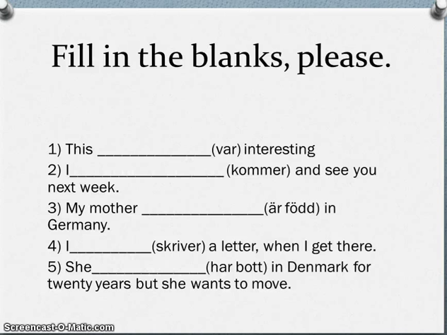And a short exercise to practice what you've just learned. Fill in the blanks, please. And if you want to, you can stop the film while you do this.